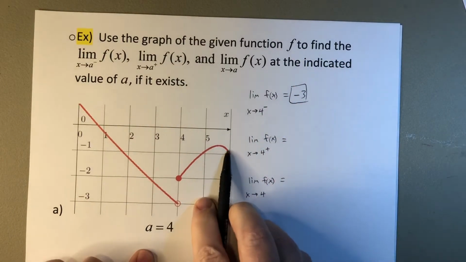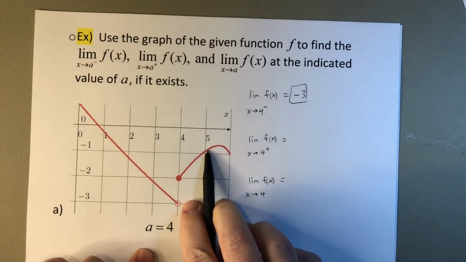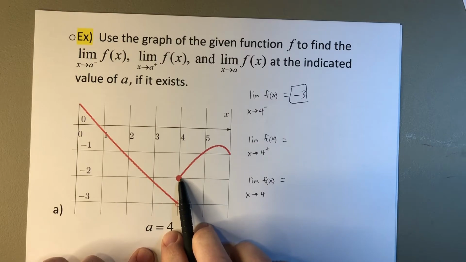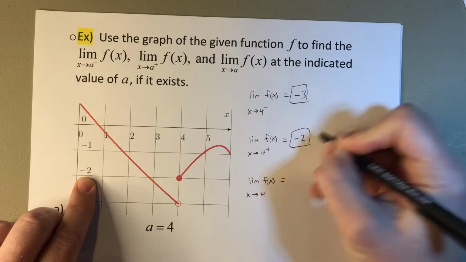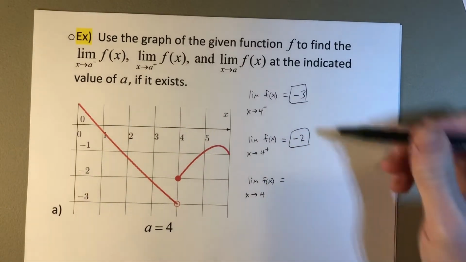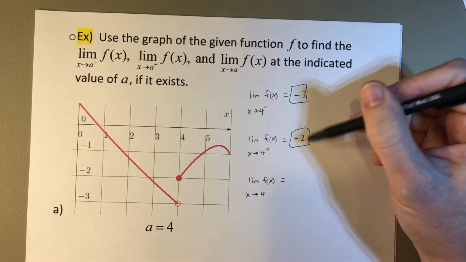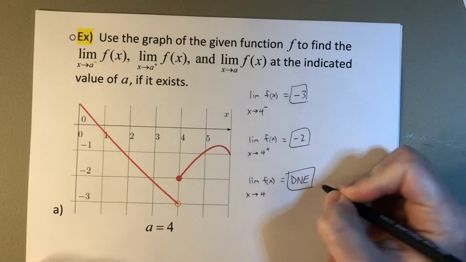And then what about coming from the right? Well, again, the function is defined everywhere coming from the right until you get to what y value? -2. So both of these limits do exist, but they're not the same. They don't equal each other. They're not identical. Therefore, this limit does not exist.